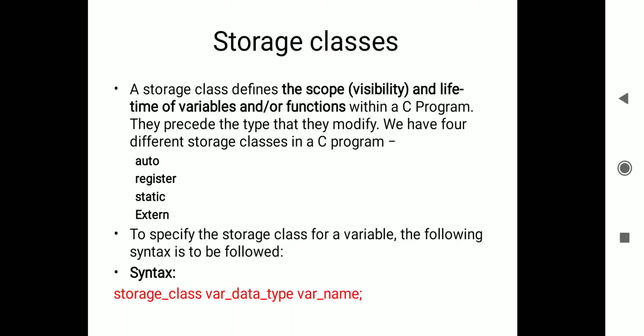First is the auto storage class, second is the register storage class, third one is the static storage class, and last is the external storage class. To specify the storage class for a variable, the following syntax is to be followed. First write the storage class, then the variable data type, and last the variable name. For example, auto int a, where auto is the storage class, int is the data type and a is the variable name.